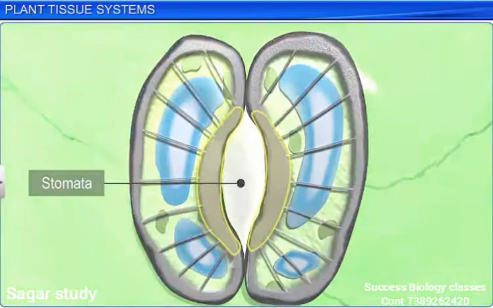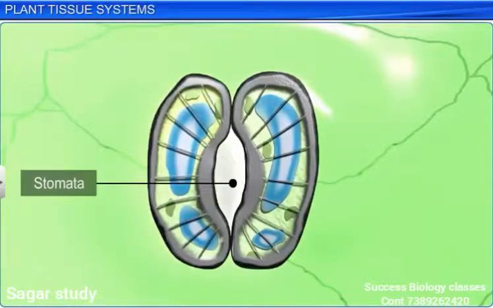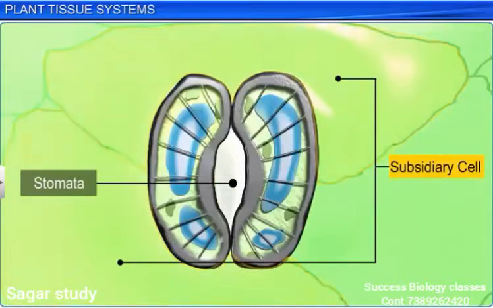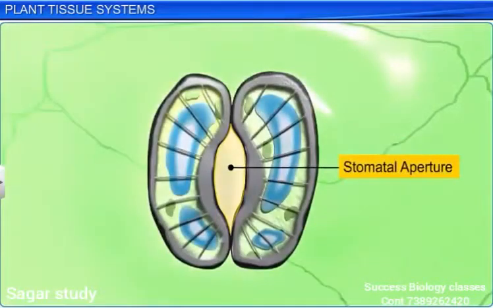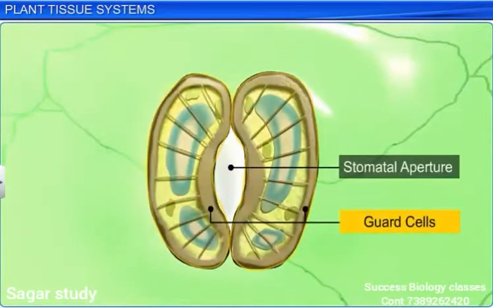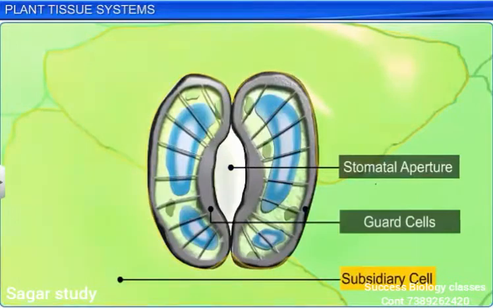When the epidermal cells associated with the guard cells become specialized in shape and size, they are known as subsidiary cells. The stomatal aperture, guard cells, and the surrounding subsidiary cells are collectively called stomatal apparatus.